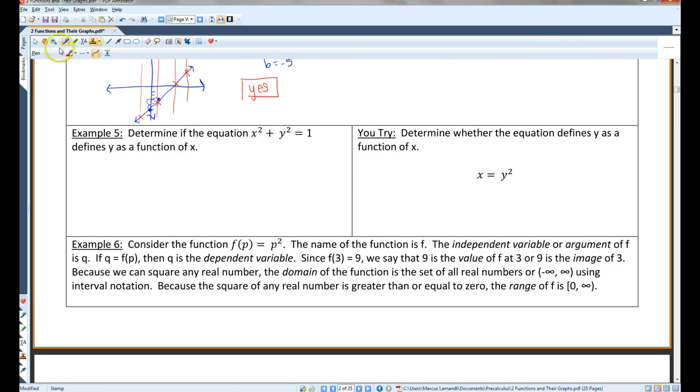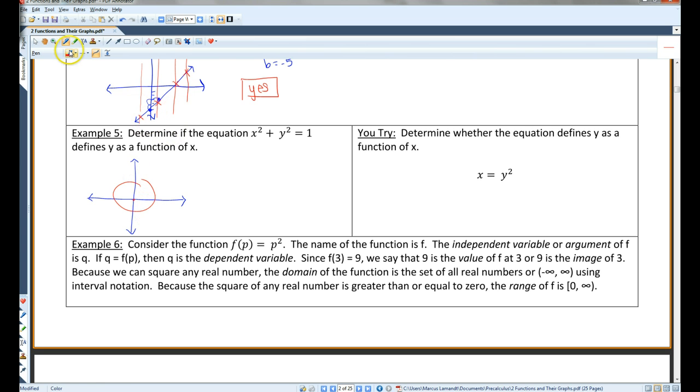Alright, example 5. Determine if the equation x squared plus y squared equals 1 defines y as a function of x. Alright, hopefully you guys remember that this is an equation of a circle, from the last unit. It is centered at the origin, and the radius is 1. So I'll just make that the circle.